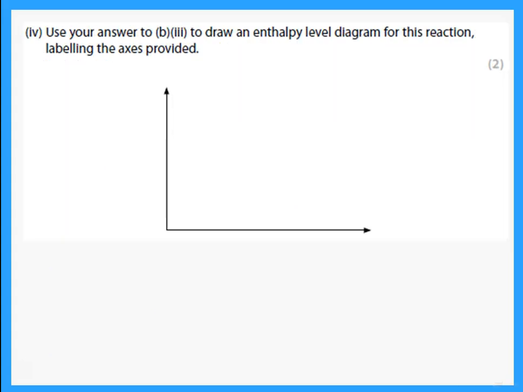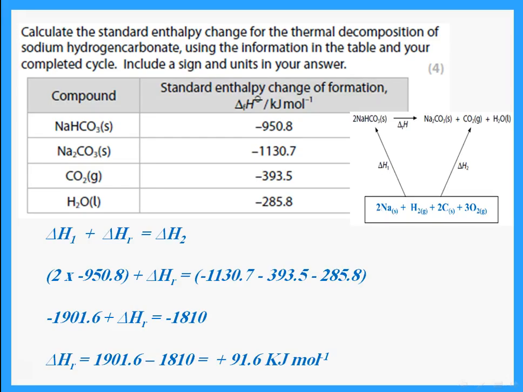Then the next part of the question says, use your answer to draw an enthalpy level diagram for this reaction. So the first thing that I look at is, is this reaction endothermic or exothermic? Remember, the delta H here came out as a positive number. Again, I'm reminding you, delta H has to have a sign. So don't just write 91.6. It has to have plus 91.6. It's a positive number. That means this reaction is endothermic.